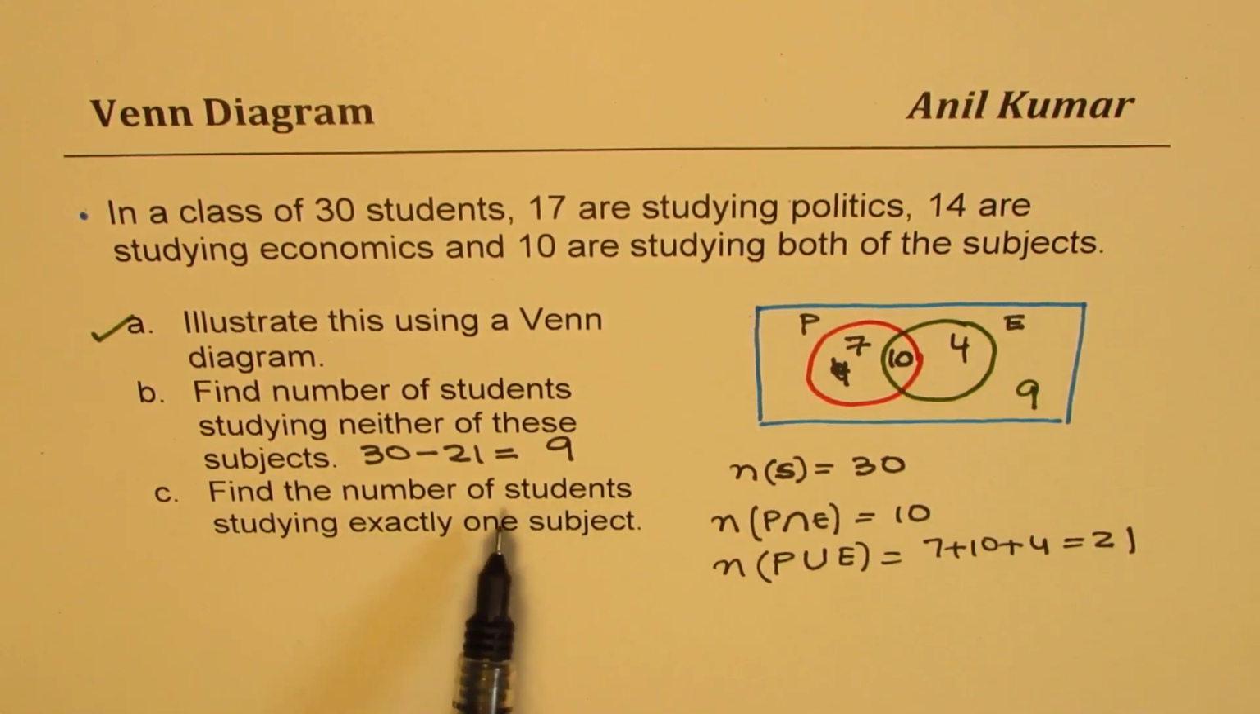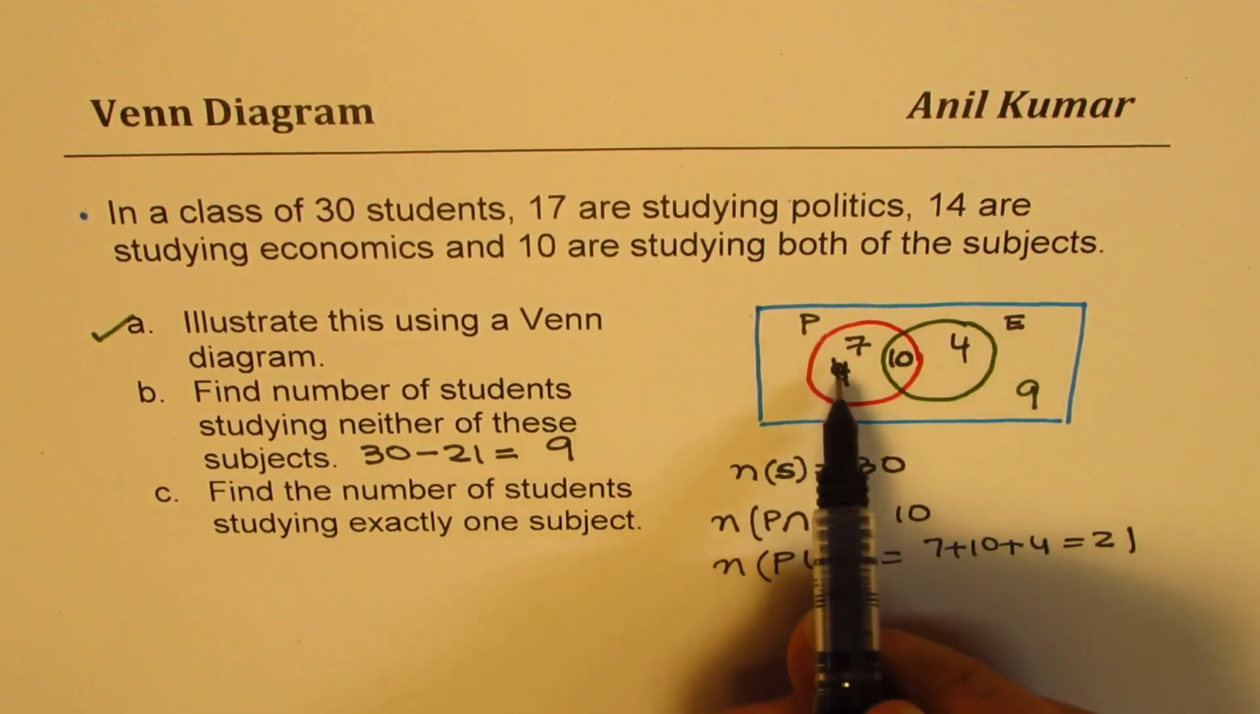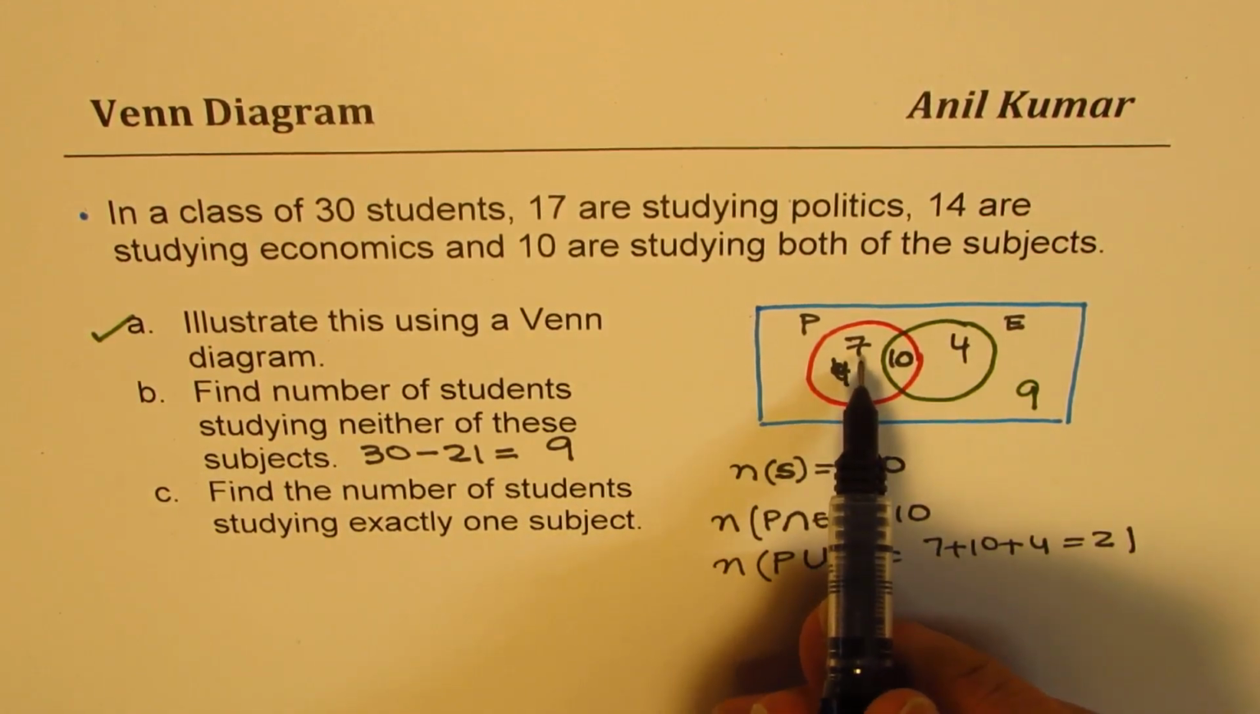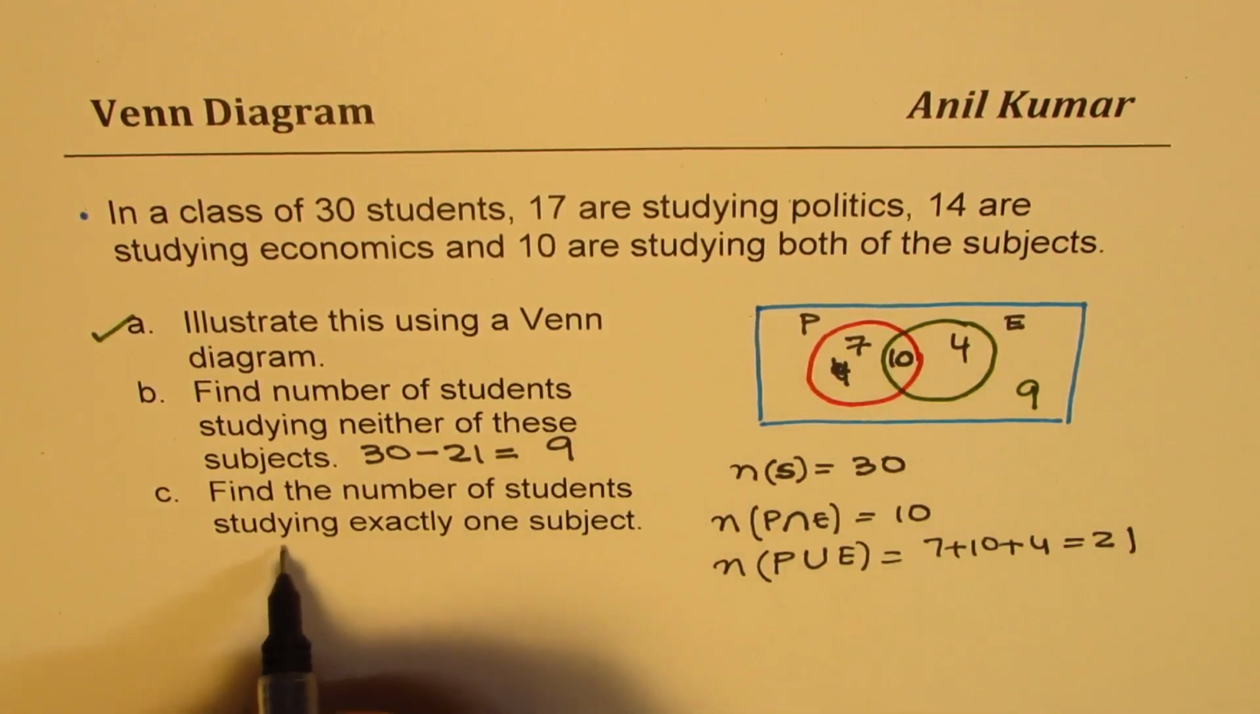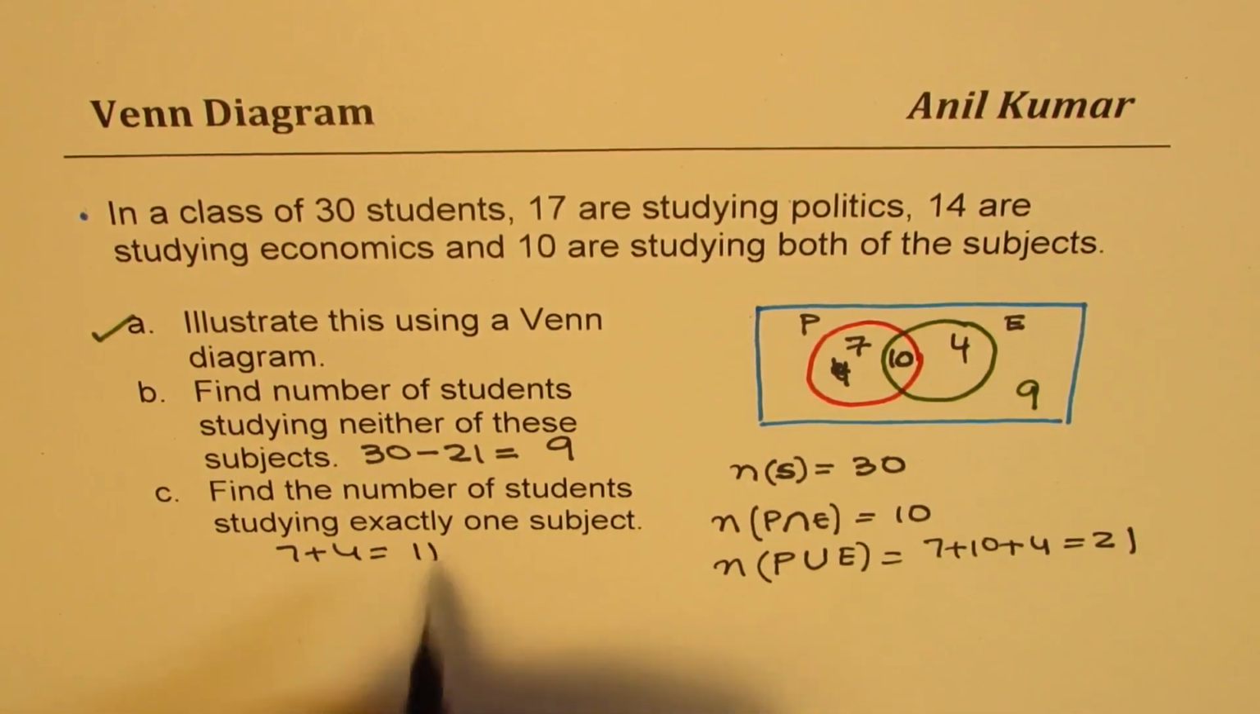Find the number of students studying exactly one subject. So only politics and only economics is 7 and 4. So the answer is 7 plus 4, which is 11, correct? So that is how you would actually answer this.